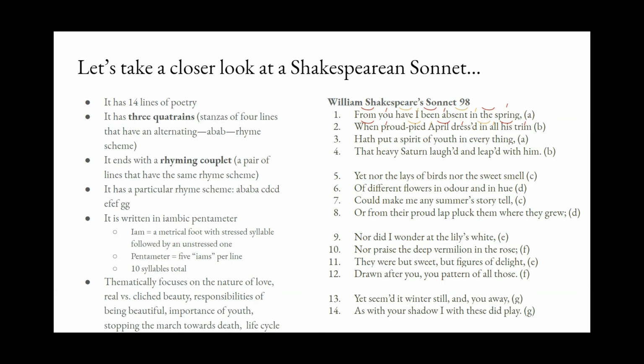If you notice at the beginning, the person says, "From you have I been absent in the spring." So Shakespeare is addressing a person, and they are clearly not with them in the spring, and that is affecting how they interpret everything else about the springtime. Like, nothing is like it should be. And that's why the final lines say, "Yet seemed it winter still, and you away, as with your shadow I with these did play." So even though it's springtime and everything is beautiful, because their love is not with them, it seems like it's still in the deep darkness of winter.